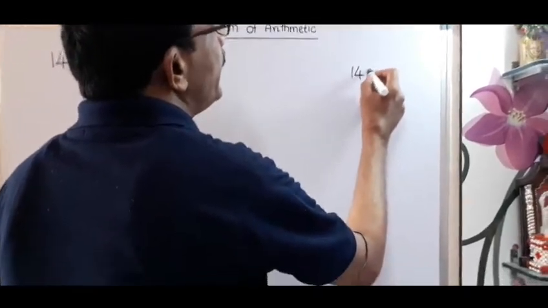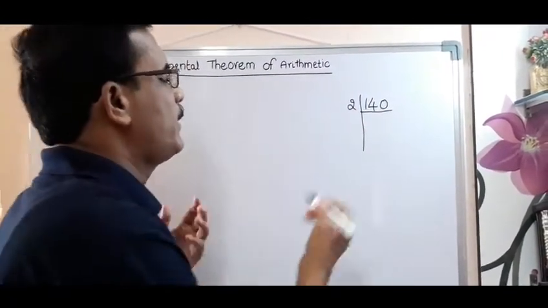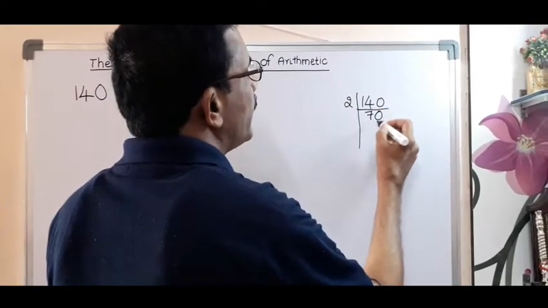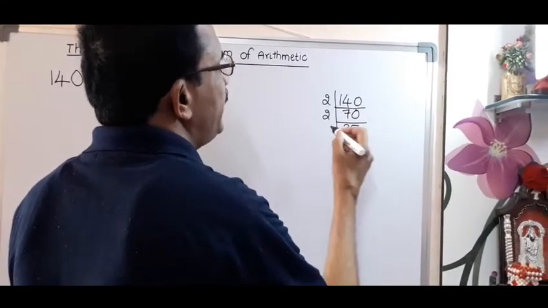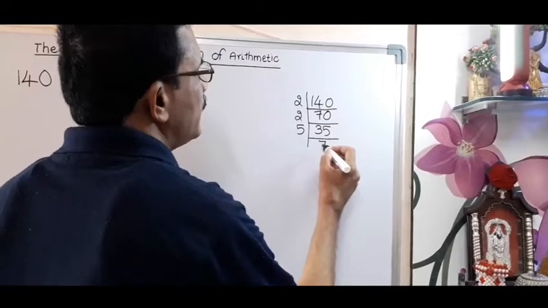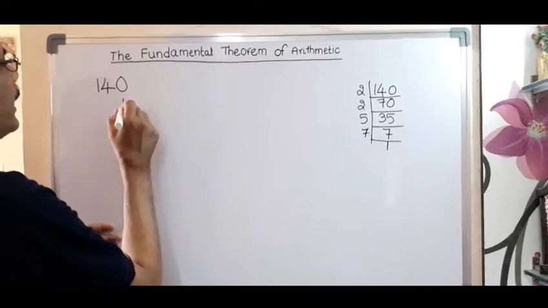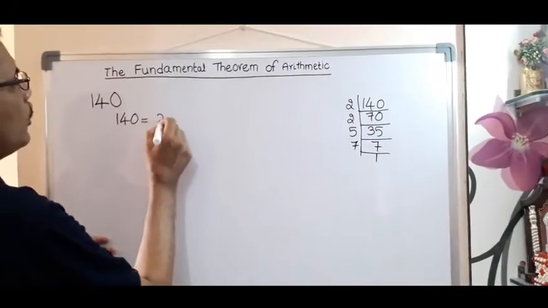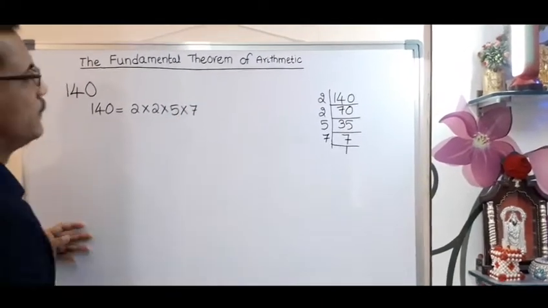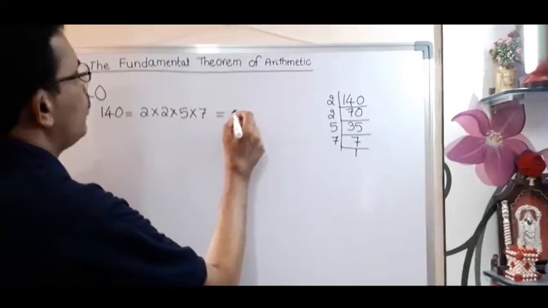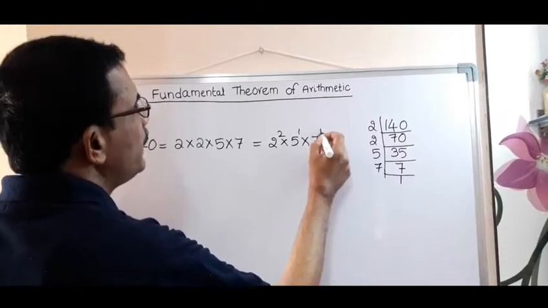140, I am splitting it into prime numbers. The least prime number is 2, starting from 2. 2 70s are 140, again into the table. 2 35s are 70. Now 5 7s are 35, 7 1s are 7. So 140 can be written as 2 into 2 into 5 into 7. This is equal to 2 square into 5 power 1 into 7 power 1.